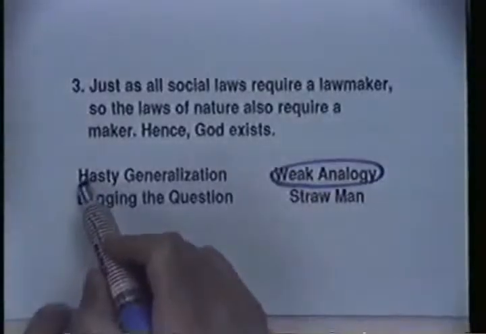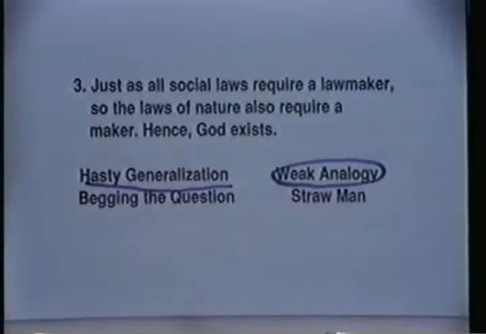Obviously, human conventions, social conventions, are a matter of culture, and they are created. On the other hand, natural laws are not created, and therefore the conclusion that God must exist based upon that analogy is going to be fallacious. Why have we not committed the fallacy of hasty generalization, you may ask?